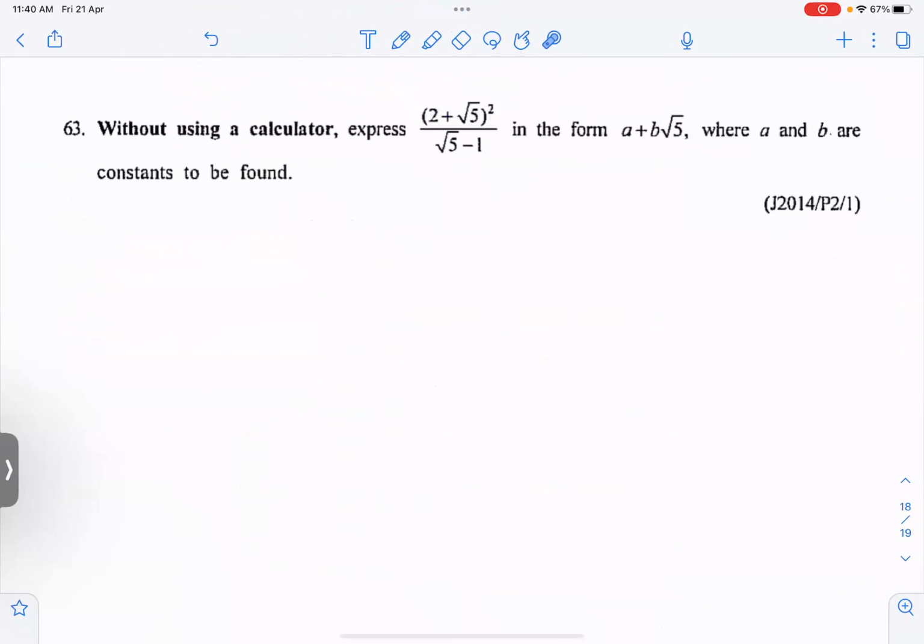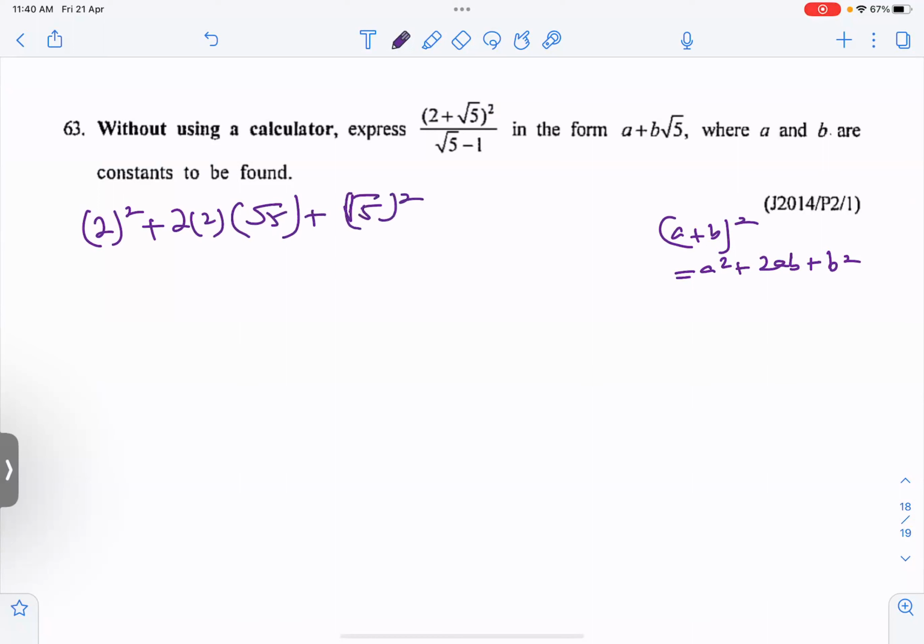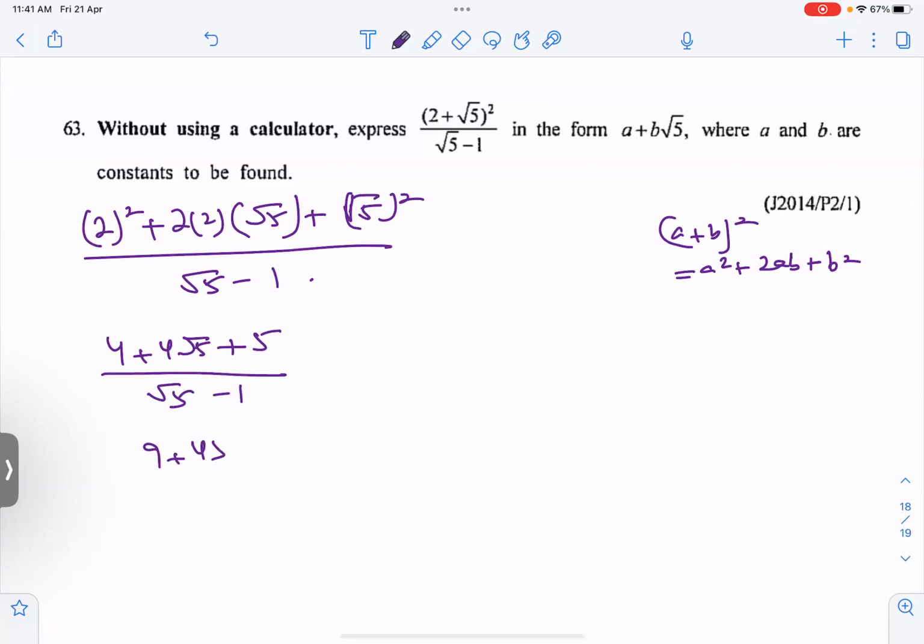Okay, first of all, you've got a square over this. So I can apply the formula a plus b the whole square equals a square plus 2ab plus b square. Okay, so a square plus 2 into a into b plus b the whole square upon root 5 minus 1. Okay, let's simplify the numerator first. It'll be 4 plus 4 root 5 plus 5 upon root 5 minus 1. 9 plus 4 root 5 upon root 5 minus 1.